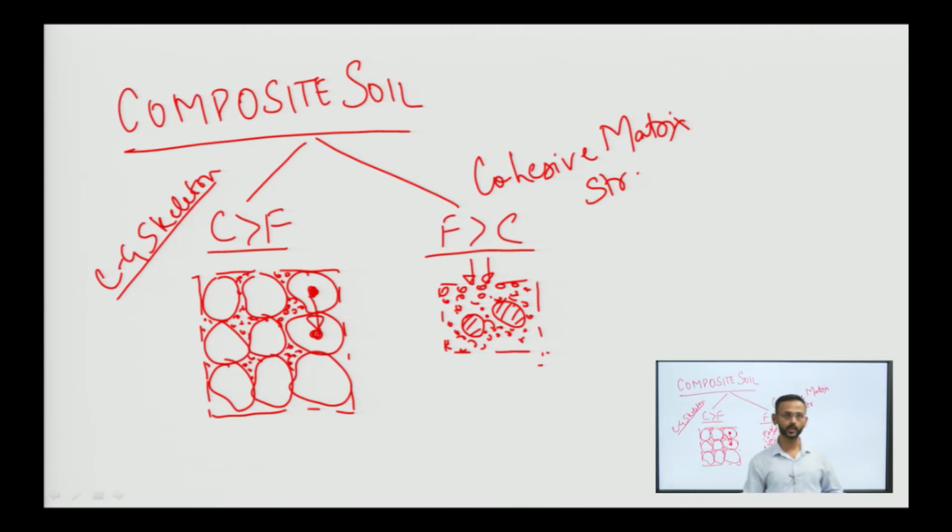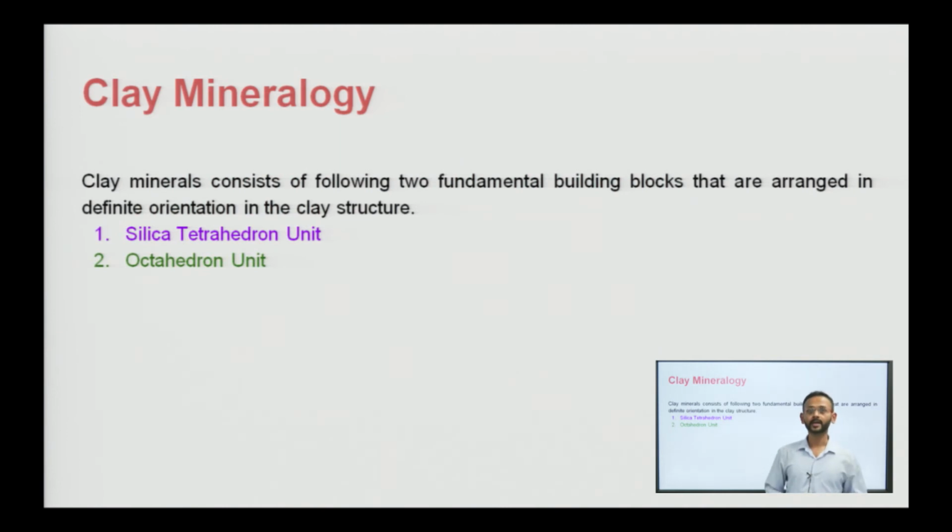Now we will move on to the next topic, wherein we will discuss clay mineralogy. In clay mineralogy, it consists of two fundamental building blocks that are arranged in a definite orientation in the clay structure. Let us say there is one unit like this and this one. When the clay minerals are formed, these two units form the basic, fundamental unit of making that structure.